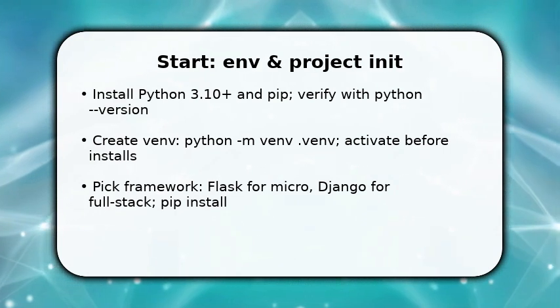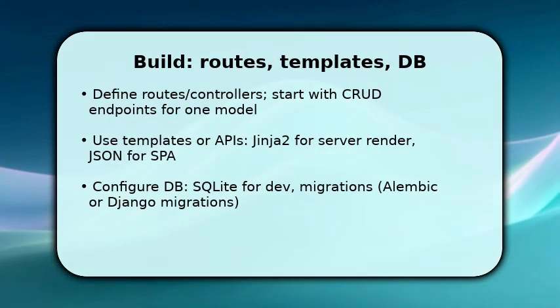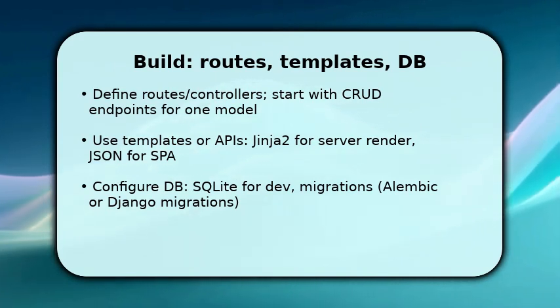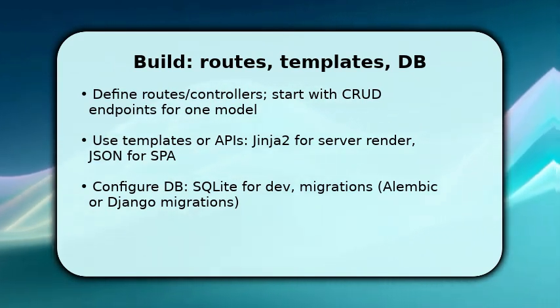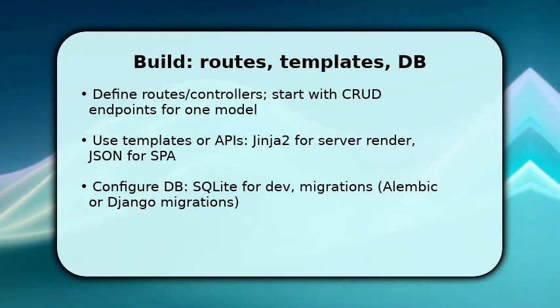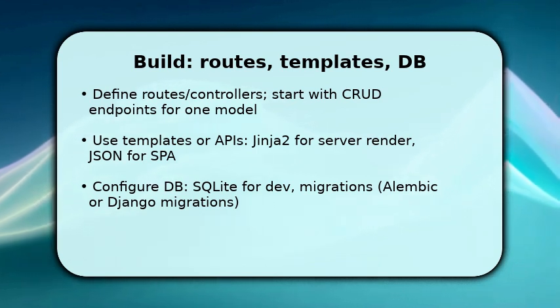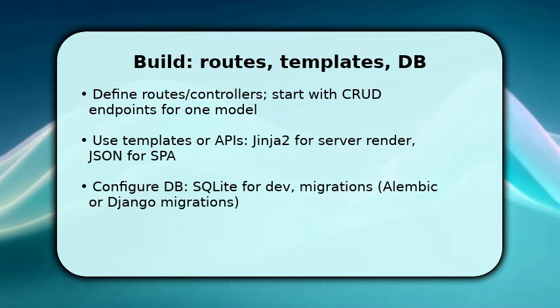You now implement core app logic. Create routes or controllers and scaffold CRUD operations for a single model so you can iterate quickly. Then decide rendering. Use Jinja2 templates for server-side pages or return JSON for a front-end SPA. Either approach affects routing and state.